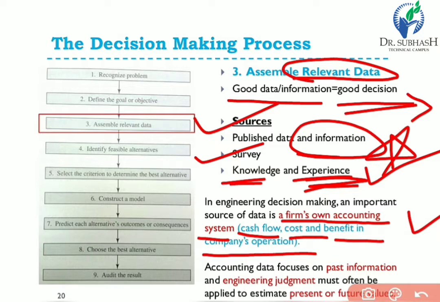Since data is focused on past information, engineering judgment must often be applied to estimate present or future values. It means that based on the past information and judgment given in the past, it gives data which will give good information in present and future.